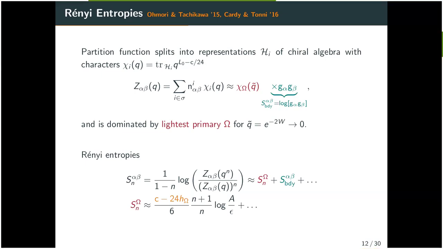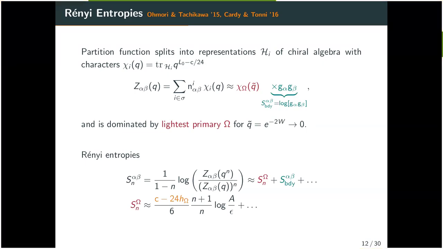What you want to do: Q is not a good expansion variable, so what you're going to do is go to Q twiddle, that's a modular S transformation. That is a good expansion variable because when epsilon goes to zero, that thing shrinks. Right, so that gives you.